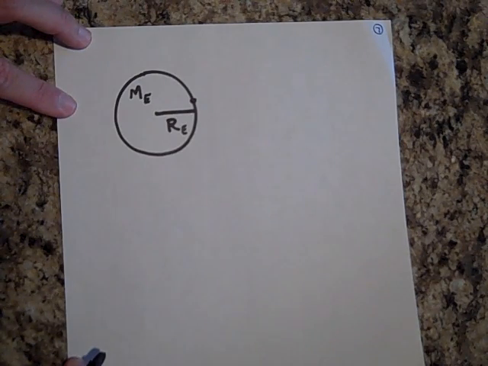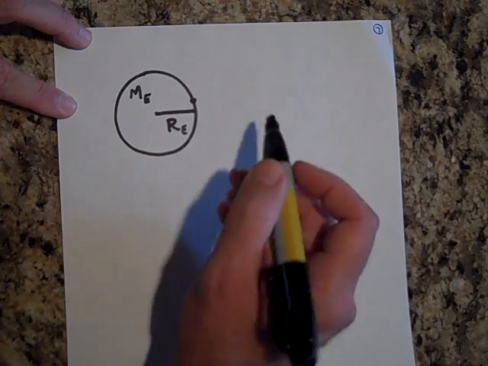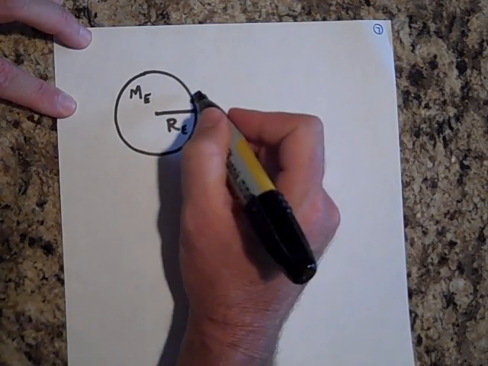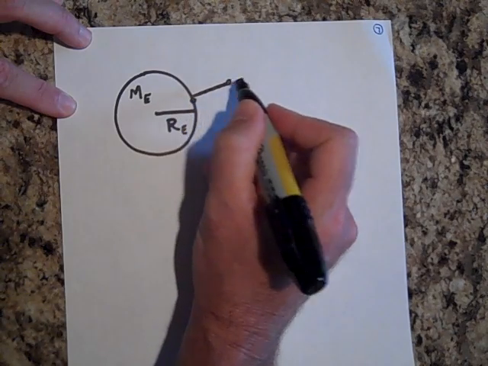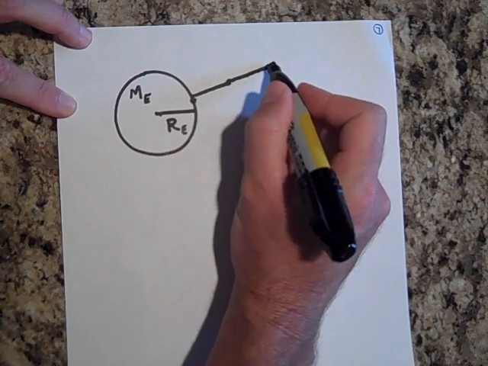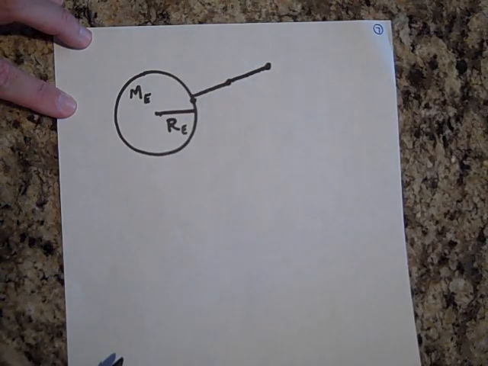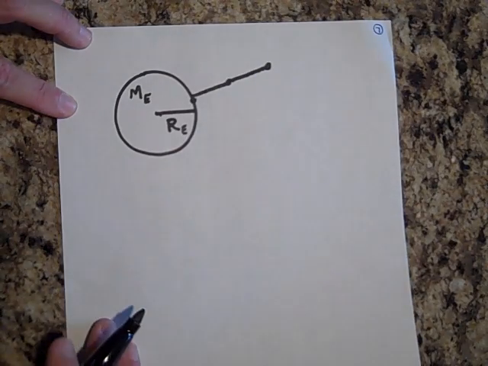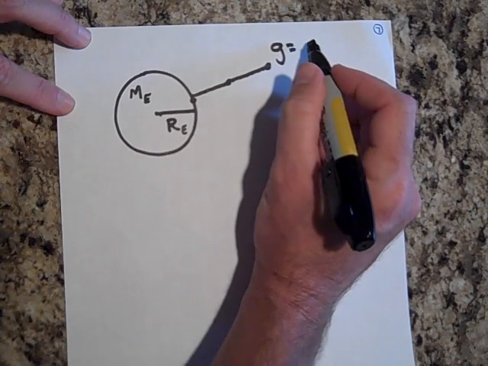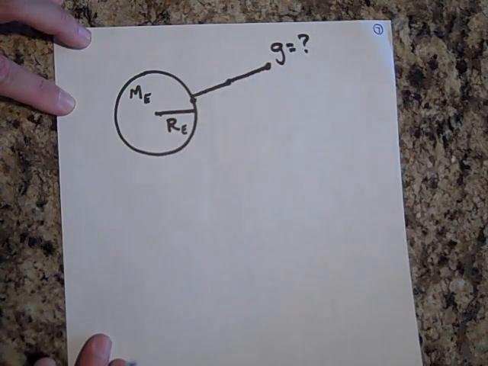What I want to know is what G is when you go out 2 more Earth radii. So I'm going to go out 1. That's about the same as that, isn't it? And then 1 more. Out here, the G is quite different. What is G out here? It's not 10 meters per second squared. Go ahead and pause.